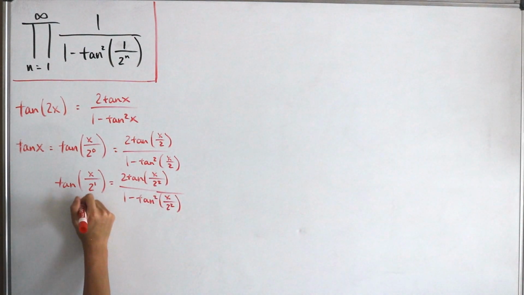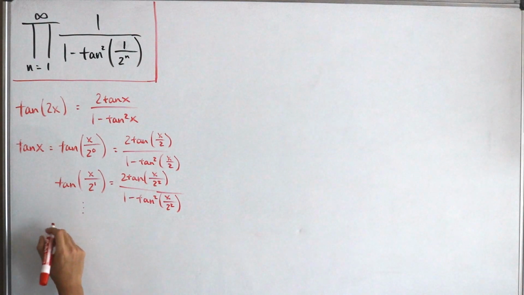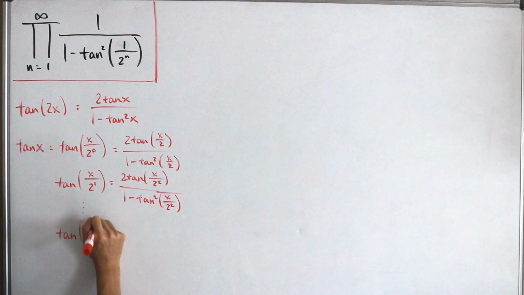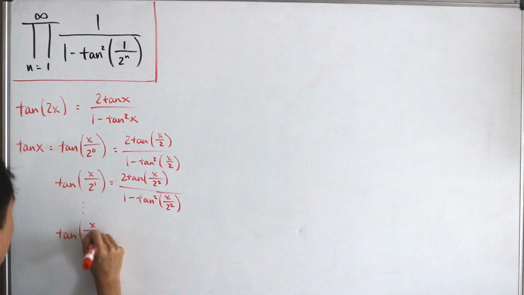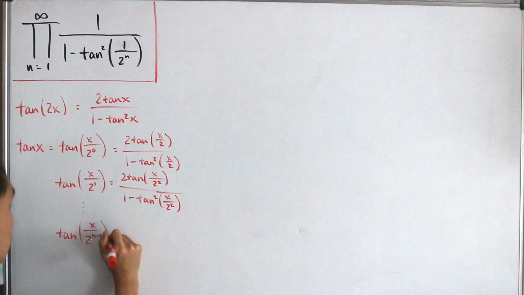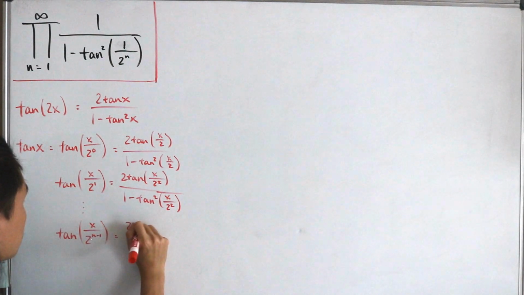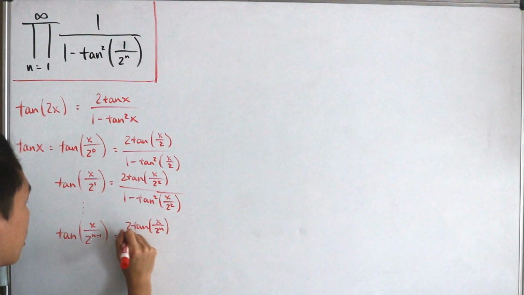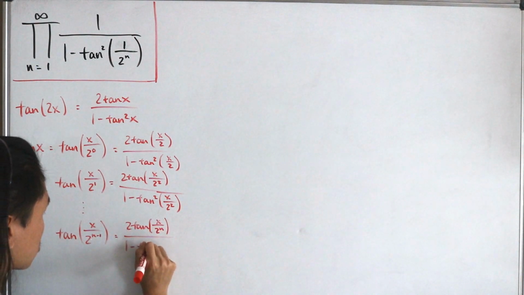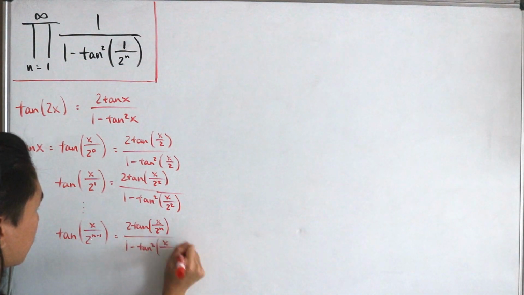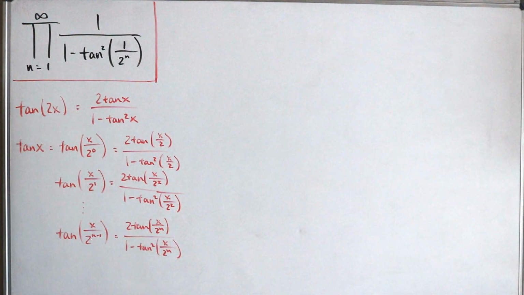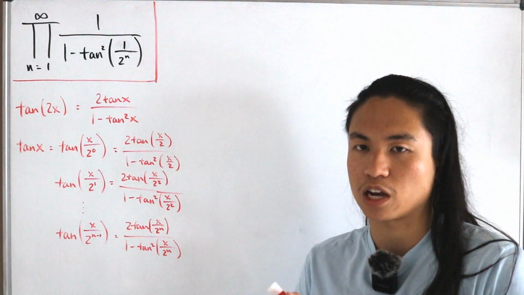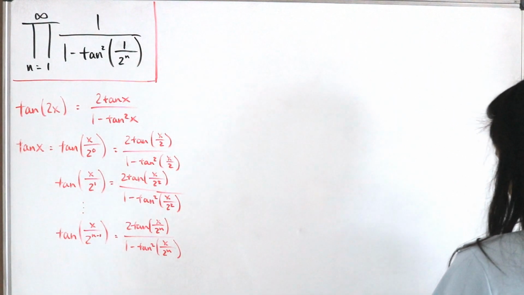We just keep going, expanding this a little further. So now I have tangent of x divided by 2 to the power n minus 1, which is the same thing as 2 times tangent of x divided by 2 to the power n, divided by 1 minus tangent square of x divided by 2 to the power n. We can continue on like this if we want to continue the expansion, but there's actually no need for that. Here's a little observation you want to make.